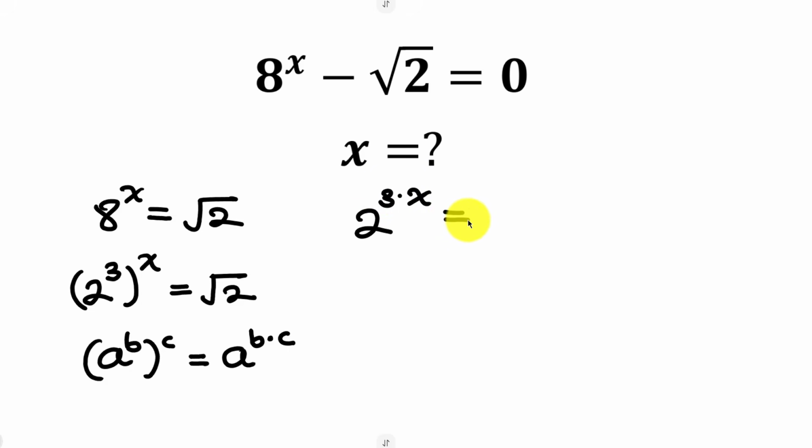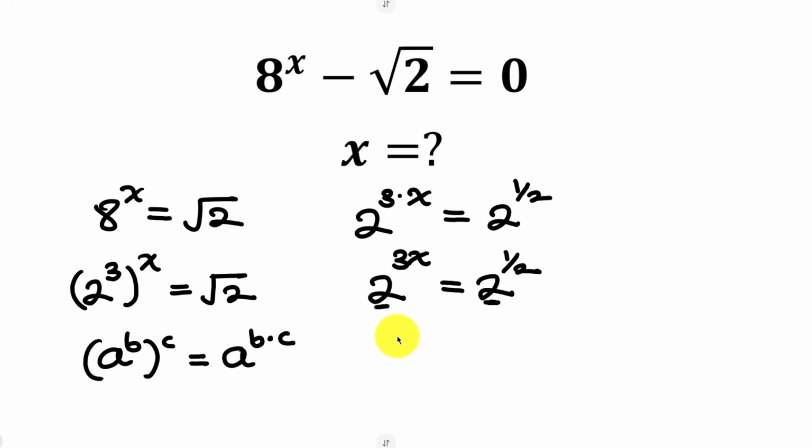And this is equal to, now the square root of 2 can also be written as 2 to the power of half. Very good. Now simplifying what we have here, we have 2 to the power of 3 times x is 3x. And this is equal to 2 to the power of half. Good. Now since the base on the left and the base on the right are the same or they are equal, then we can also equate their powers.